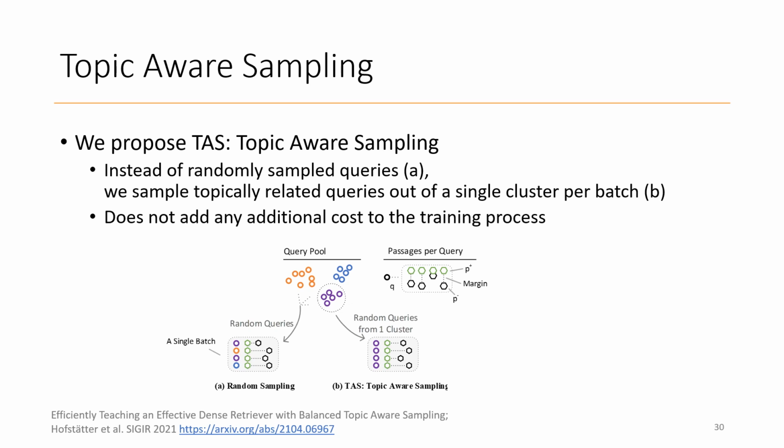Now we utilize our query clustering in our novel technique called topic-aware sampling, or short TAS. And instead of randomly sampling queries out of the whole query pool, we randomly sample topically related queries out of a single cluster per batch. And this technique does not add any additional cost to the training process. So we don't need to recluster the queries, we don't need to re-index anything. We can continue the training as before, but we just change the composition of our batches.